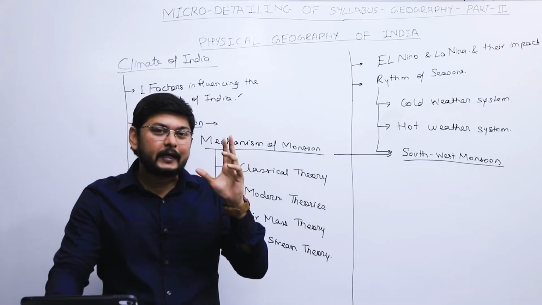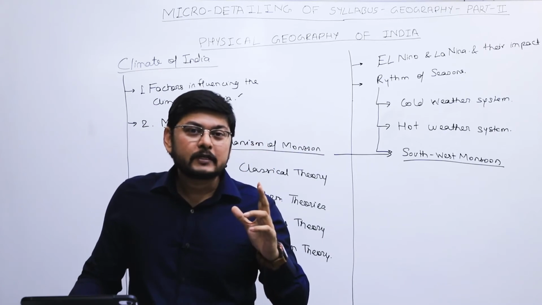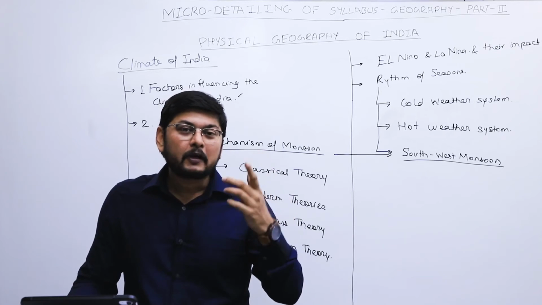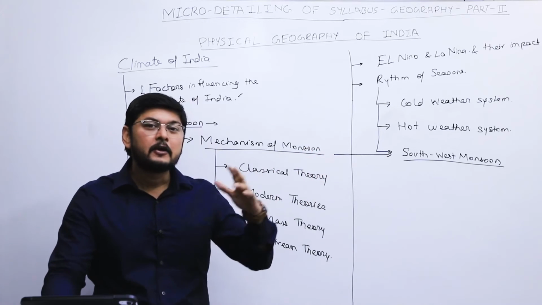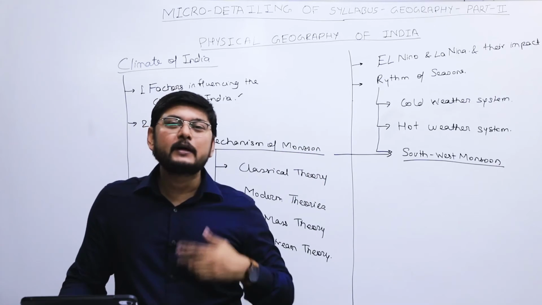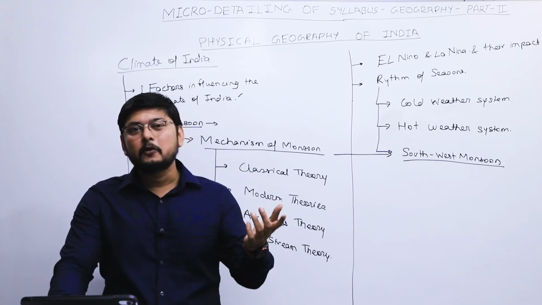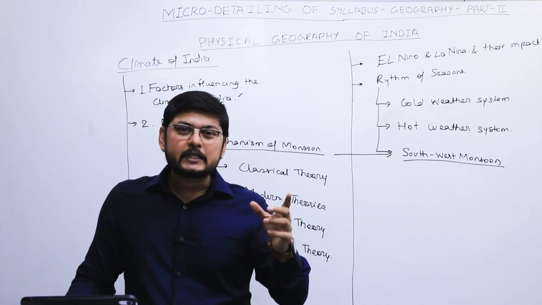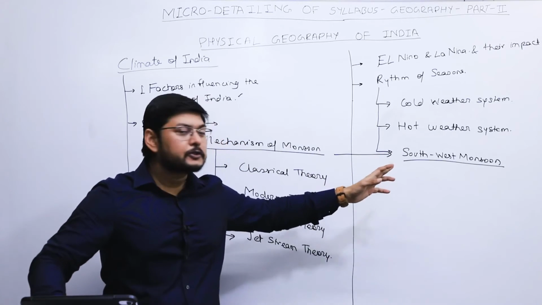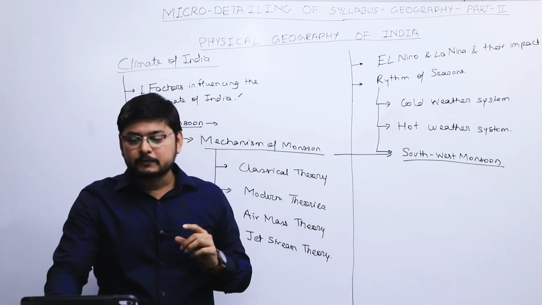What are the different characteristics of the southwest monsoon? What is the role of this southwest monsoon? How is it developed? What is its implication? How does the movement of this southwest monsoon take place? What is the break in monsoon? What is the burst in monsoon? What is the role of the westerly jet stream? What is the role of the tropical easterly jet stream? What are the different analogies which are related to the southwest monsoon? These will be studied in quite detail in this part of the southwest monsoon.